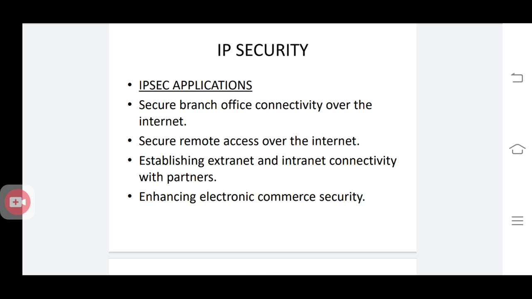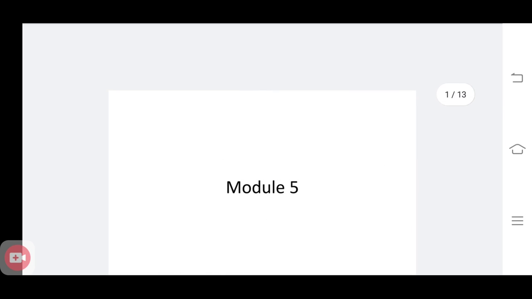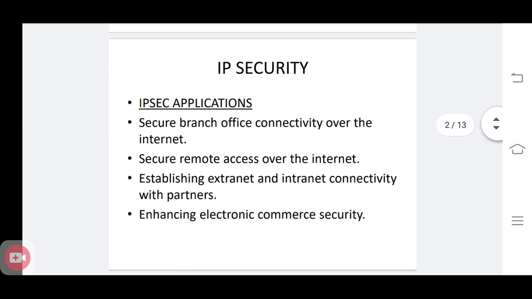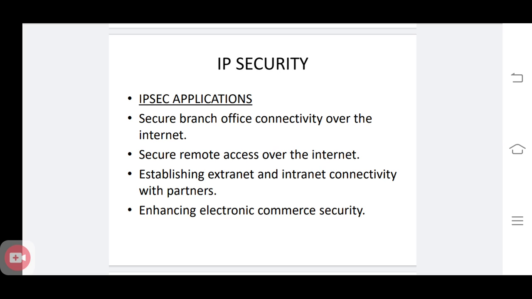So IP security is provided for the internet protocol layers. The applications of IPsec are securing branch offices for a company, securing remote access over the internet, establishing extranet or intranet connectivity with partners, and enhancing electronic commerce security. So these are some of the IPsec applications.